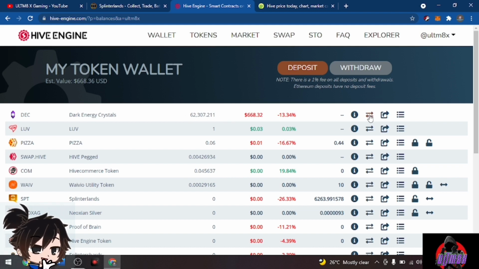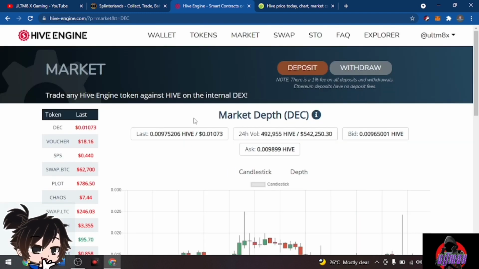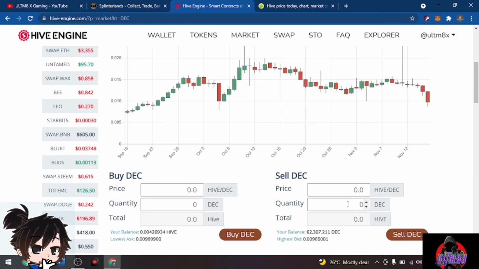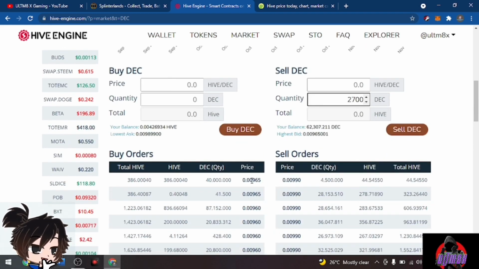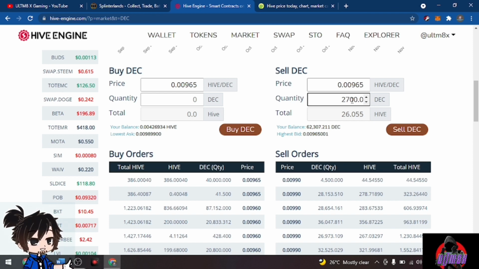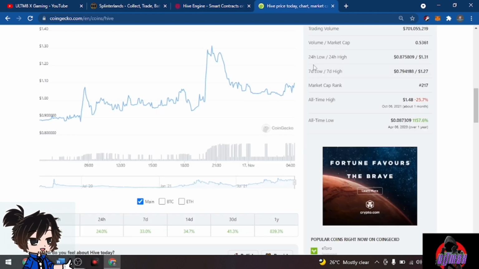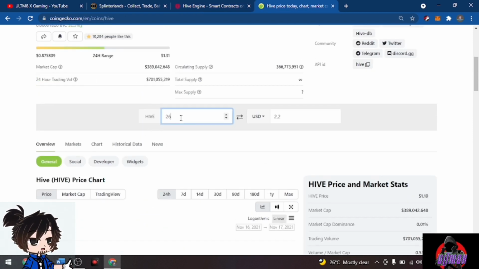I was able to get more than 27,000 from my previous count of DEC. So if we compute for this one, if you're going to sell 27,000, that is equivalent to 260 Hive. So if we convert the 260 Hive into USD, it is around $286.